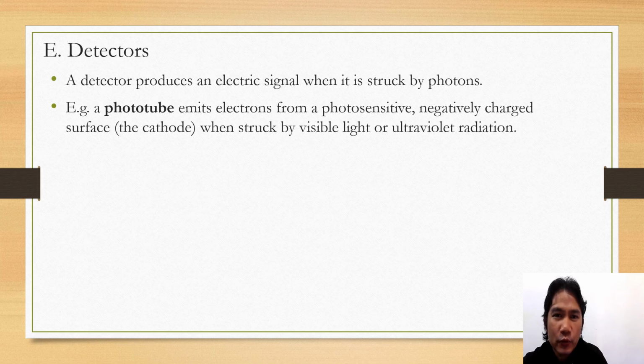Then, we have detectors. Detectors produce an electric signal when struck by photons. Example of detectors, we have phototube, which emits electron from a photosensitive negatively charged surface, which is the cathode, when struck by visible light or ultraviolet radiation.